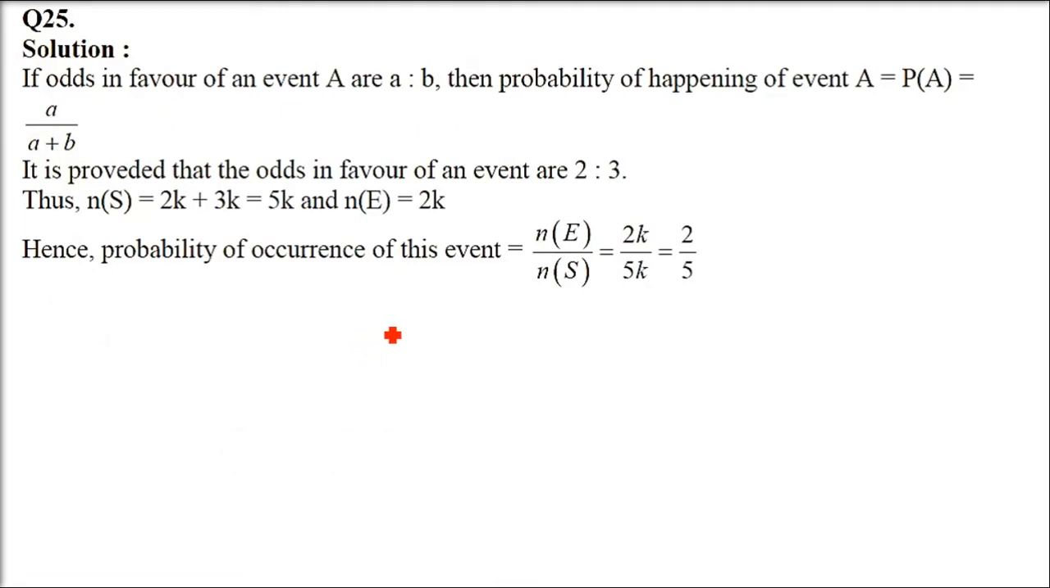Next is, if odds in favor of an event are 2 is to 3, that is 2 by 3, find the probability of occurrence of this event. Odds in favor. So there is a direct relationship here. 2 is to 3 is 2 by 3. That is, the odds of something happening are 2 is to 3. So you can say it can be 4 by 6 also. It can be 6 by 9 also, like this. So A is to B, the probability of happening is A by A plus B. This is the direct value you are going to use, A by A plus B.